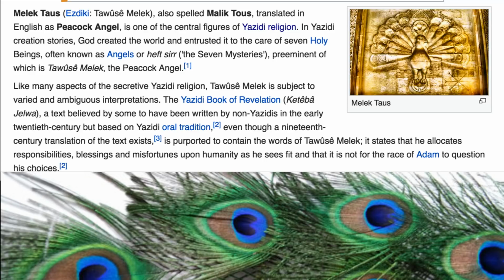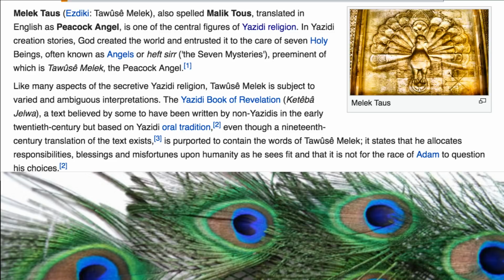Melek Taus is one of the central figures of the Jasidi religion. In Jasidi creation stories, God created the world and entrusted it to the care of the 7 holy beings, often known as angels or Heft Sirr, the 7 mysteries, preeminent among them Taus Melek, the peacock angel. Again, the 7, and I told you 7 is associated to Enoch, associated to Thoth. Here you go again.